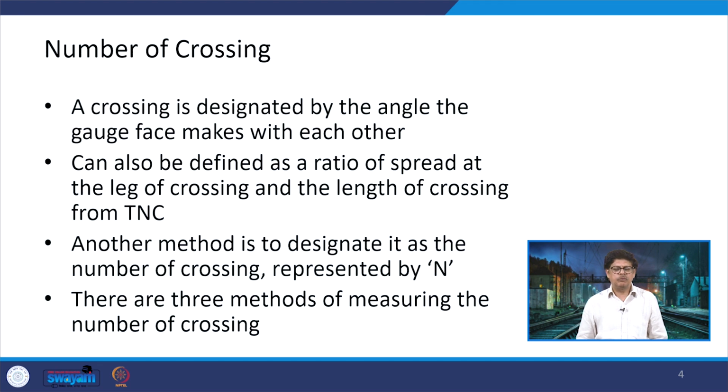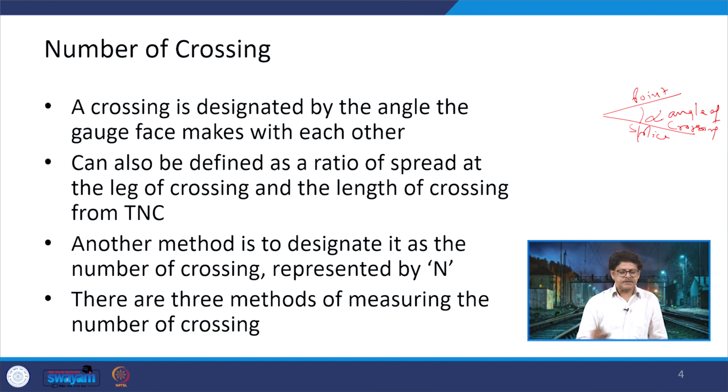Starting with the number of crossing. If you remember, we have talked about a crossing wherein the angle alpha was discussed. This was the angle of crossing, and it got created because we had a point rail and a splice rail, meeting at this point.